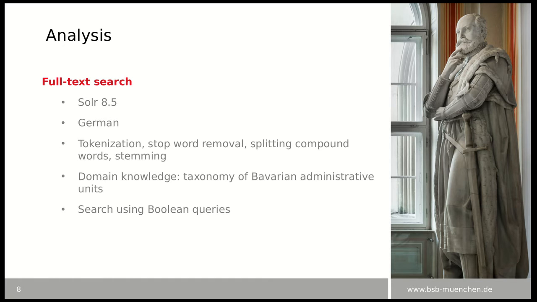We've considered two different types of analysis, and the first is full text search with Apache Solr. This analysis currently is limited to German because that is the main language in our collection. The analysis steps typically include tokenization, stop word removal, splitting compound words, and stemming. And we've also included domain knowledge in the form of a taxonomy of Bavarian administrative units. This data can then be searched using Boolean queries.